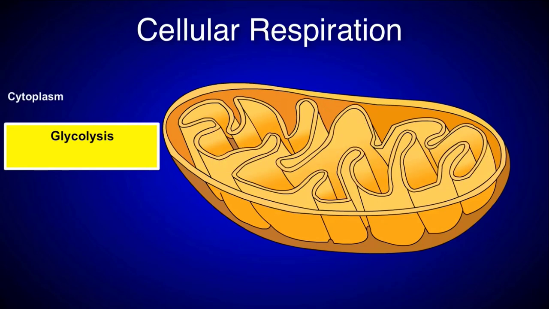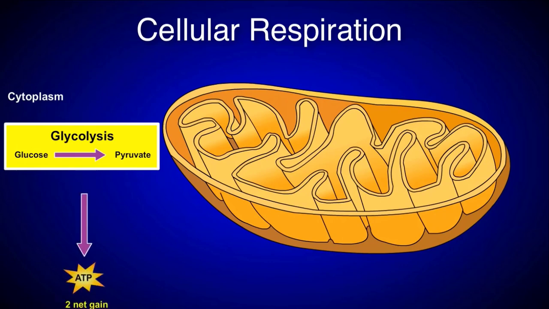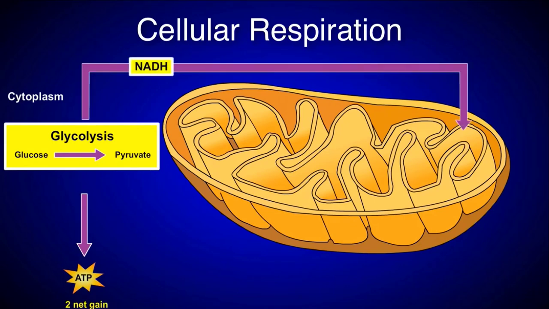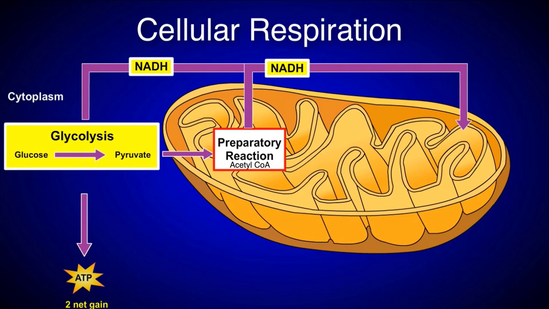The first stage, glycolysis, occurs in the cytoplasm outside of the mitochondria. During glycolysis, enzymes break down glucose into 2 molecules of pyruvate. During this process, 2 ATP are produced, and NADH is released to be used in a later step of cellular respiration. Stage 2 is the preparatory reaction. During this stage, the pyruvates of glycolysis move into the mitochondria, where they are converted into acetyl-CoA. During this conversion process, more NADH is produced and carbon dioxide is released.